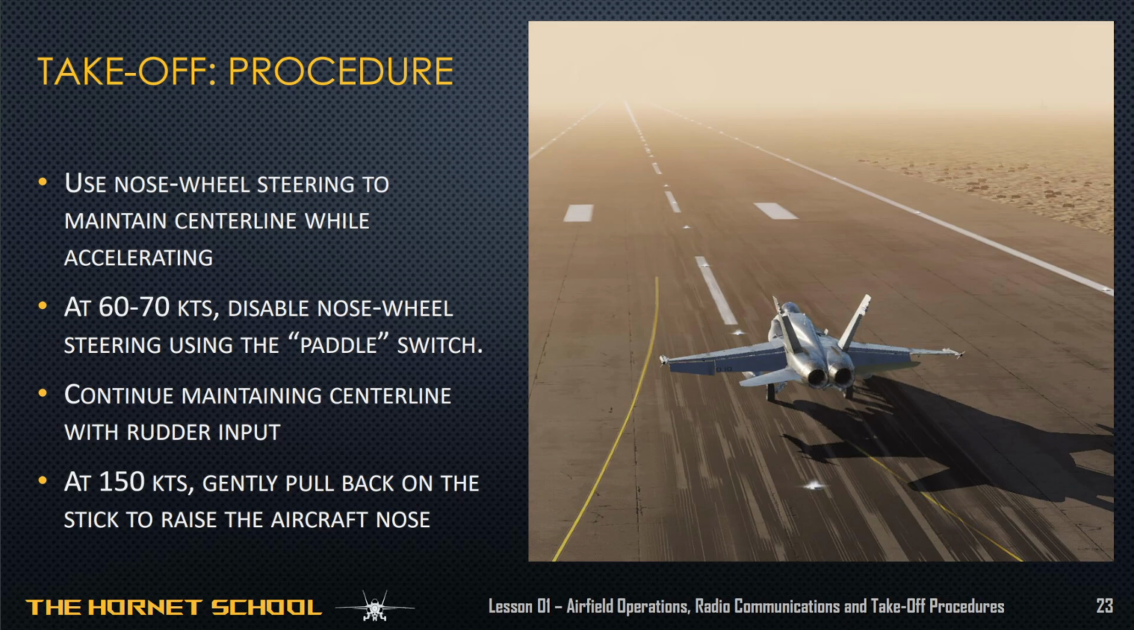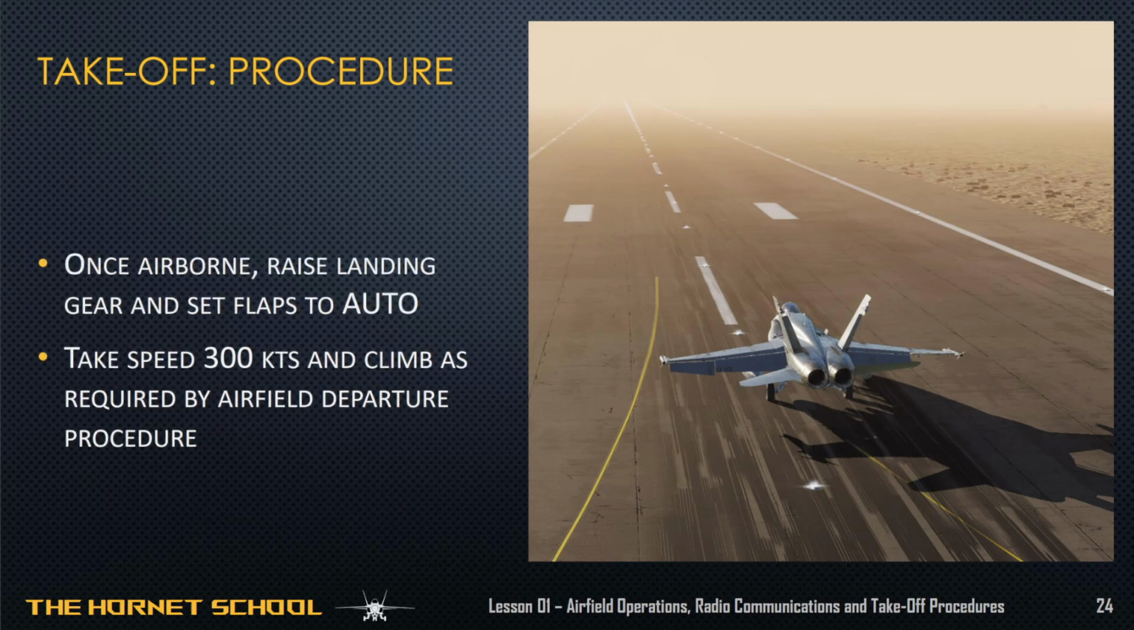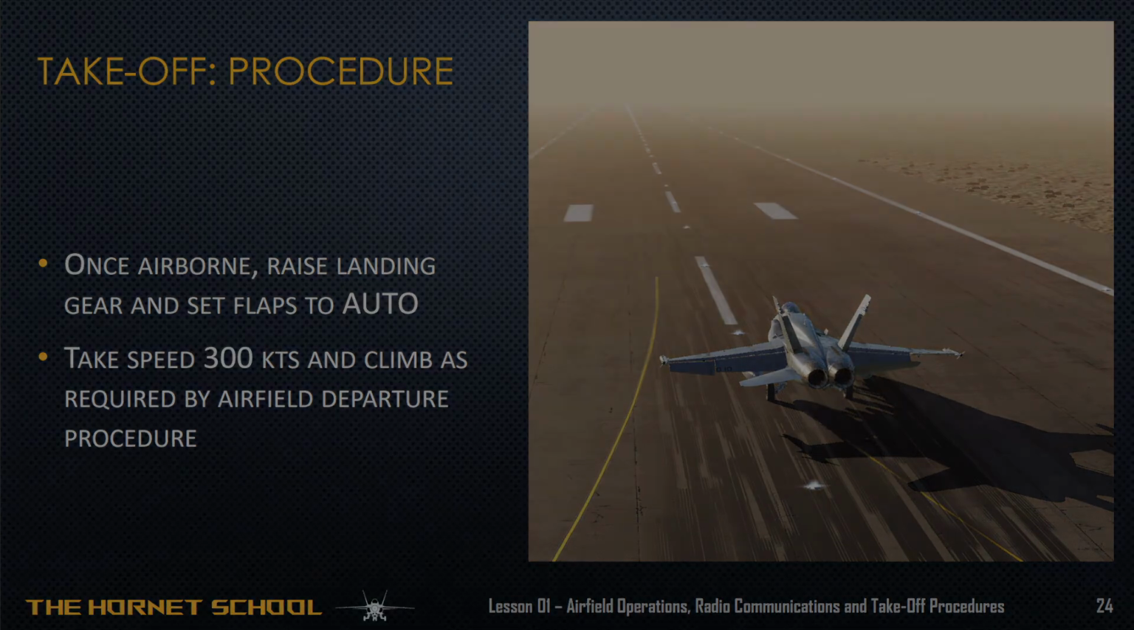At 150 knots, gently pull back on the stick to raise the aircraft nose. Once airborne, raise landing gear and set flaps to auto. Take speed 300 knots and climb as required by airfield departure procedure.